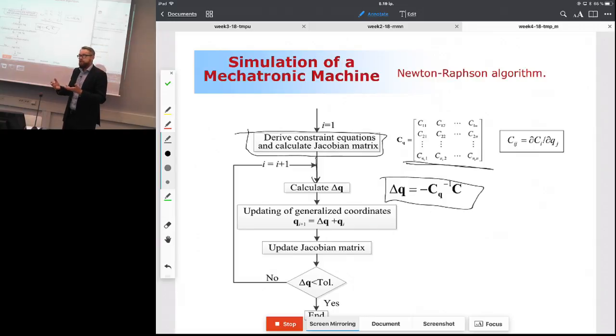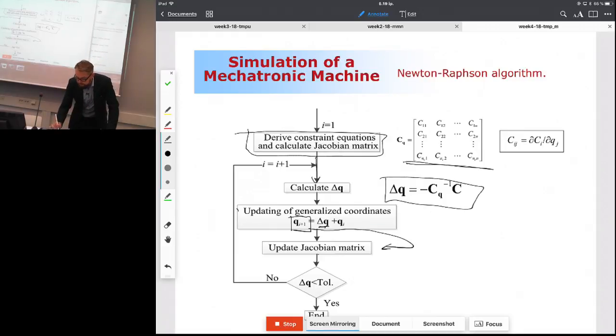What's the final destination? That's the solution at one particular time, at position level. Then I update the generalized coordinates with the help of the Newton difference. I have the generalized coordinates and I add the Newton difference to them, because it tells me where to travel. So I reach the new destination, which is the updated generalized coordinates. Now I use them to compute the Jacobian matrix and constraint equations again.